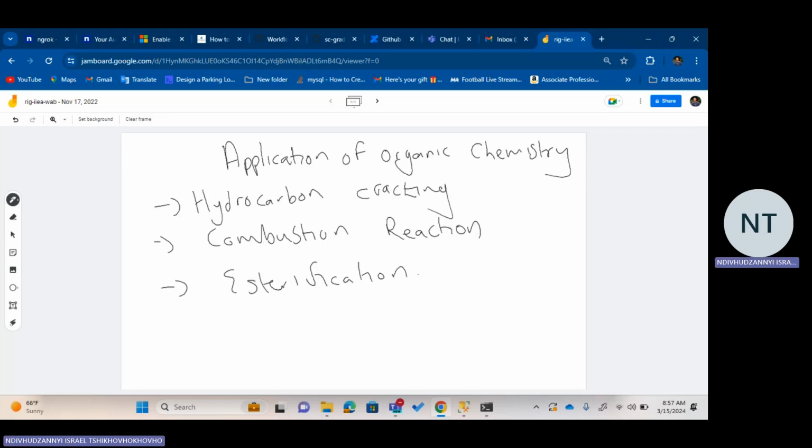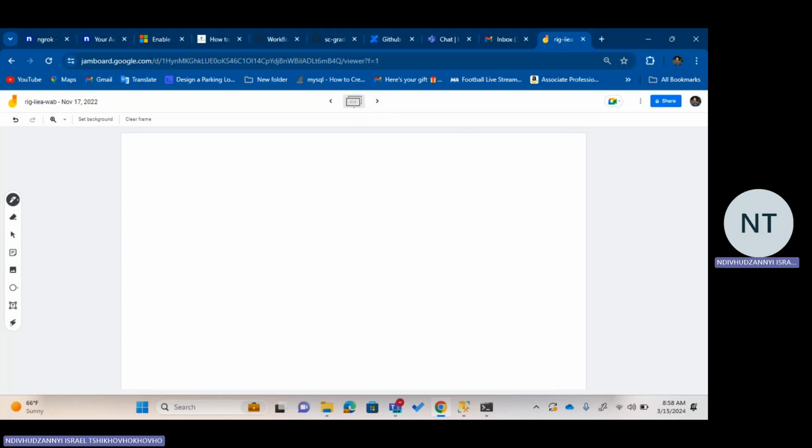So this is what you are going through: hydrocarbon cracking, combustion reaction, and esterification. Let's start with hydrocarbon cracking. Here, I'll just explain what hydrocarbon cracking is and name the two types. Then the application part of it, you'll see when you do a past paper because it has a specific type of equation. So let's define what hydrocarbon cracking is.